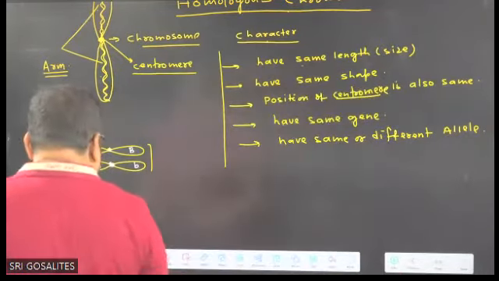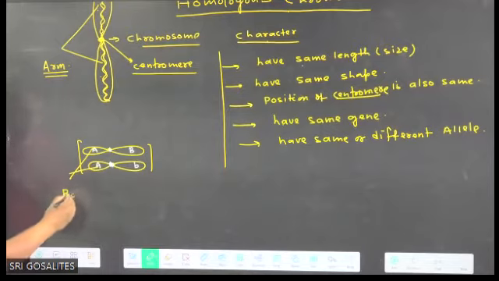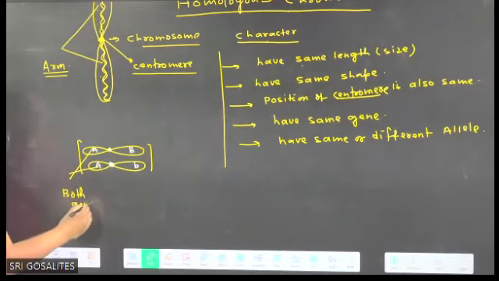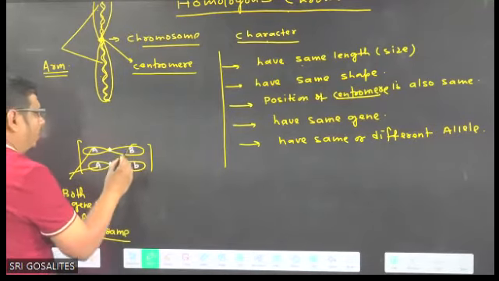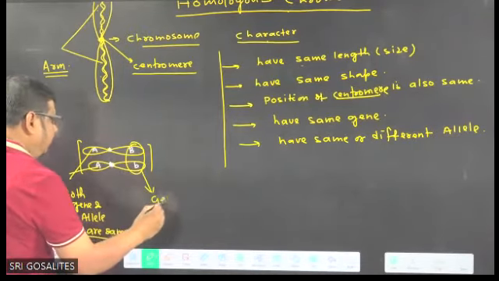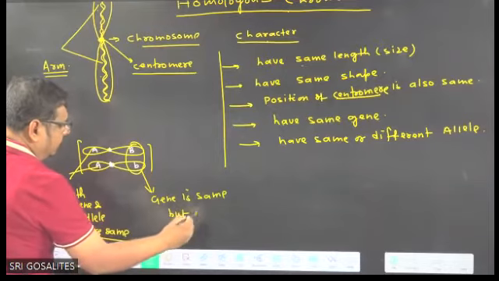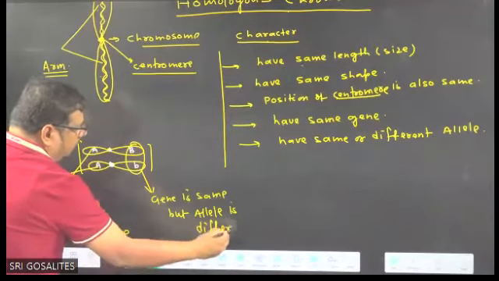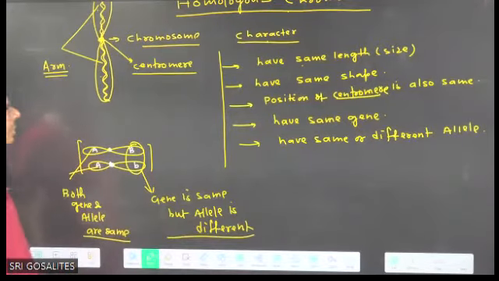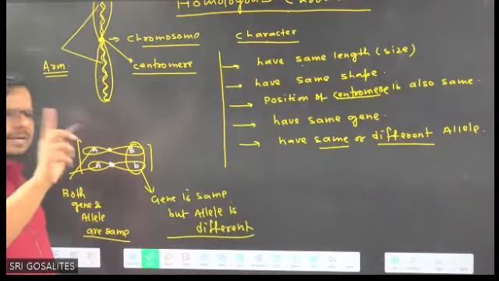So in this case, who is the same? Look here. Here both gene and allele are the same. And here, the gene is the same, but the allele is different. What I wrote in the definition and character of a homologous chromosome: they may have the same or a different allele. It is okay, but they never have a different gene.